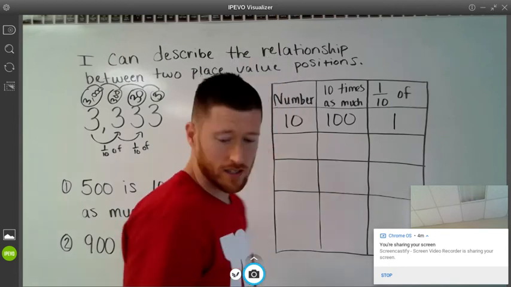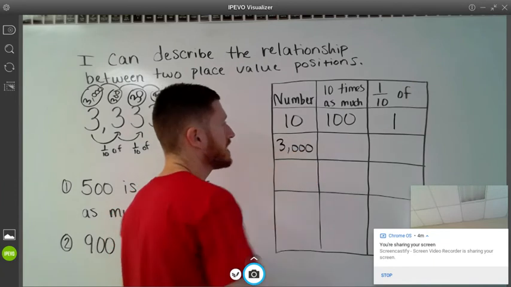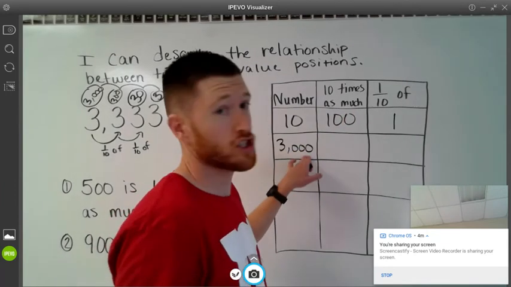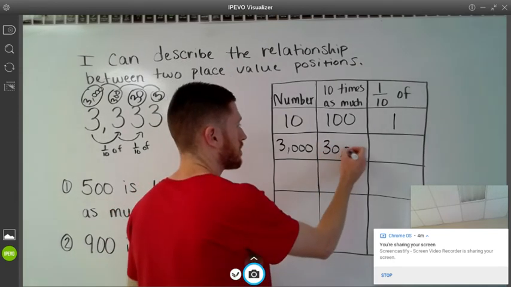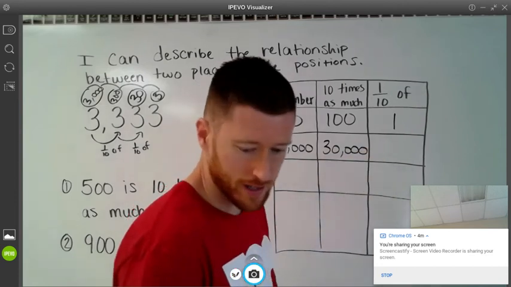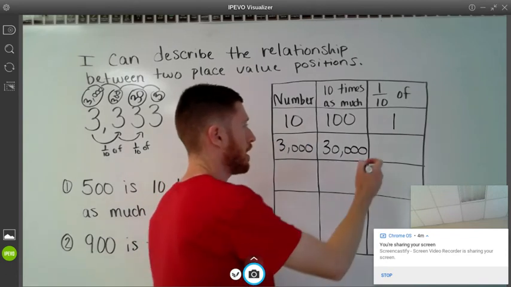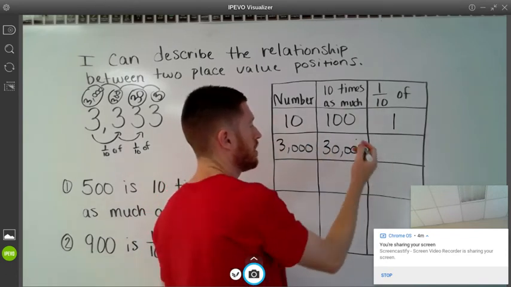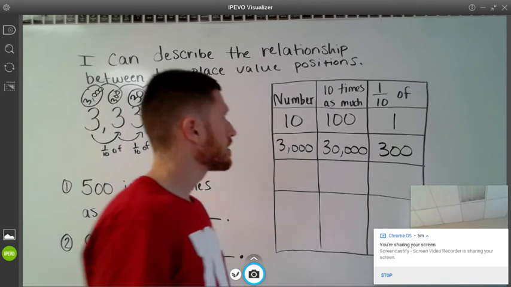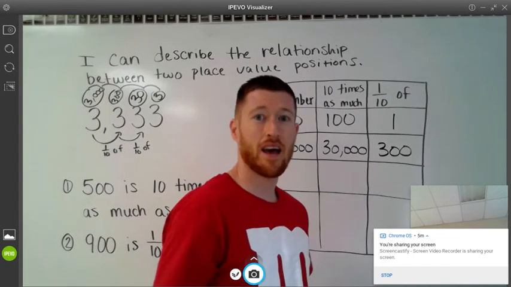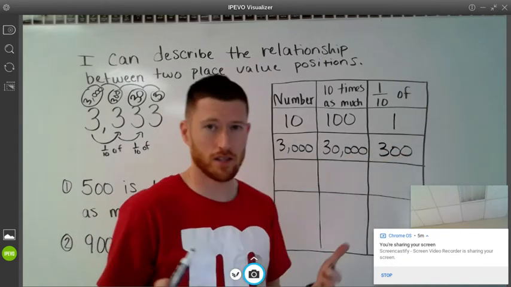Now let's look at a different number. Let's look at 3,000. 10 times as much as 3,000 is just going to add another 0, place value. So that would be 30,000. 30,000 is 10 times as much as 3,000. I'm just moving the 3 to the left, into the 10,000s place. And then 1/10 of 3,000 would be 1 zero less than 3,000, which is 300. So I would be dividing 3,000 by 10, and that would give me 300. Or you can ask yourself what number times 10 would give me 3,000, and that would be 300.